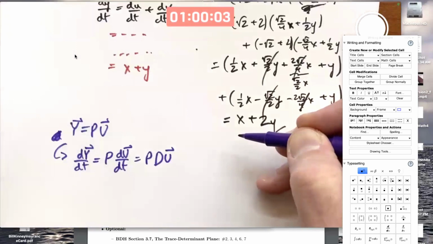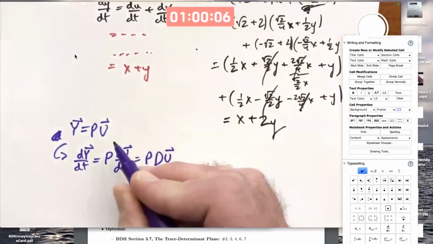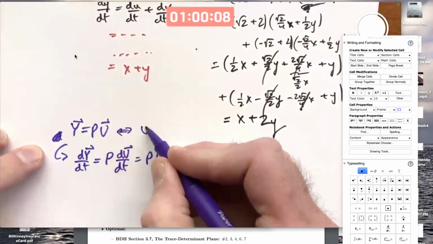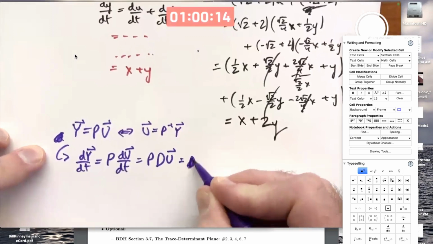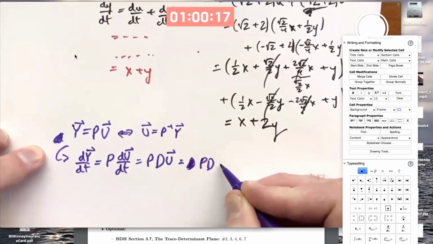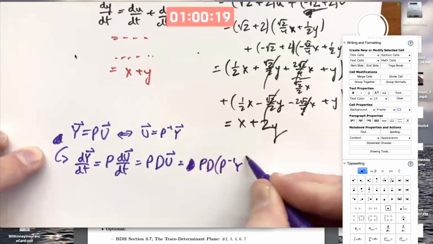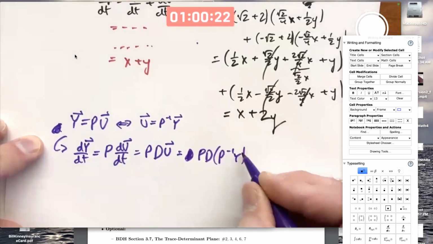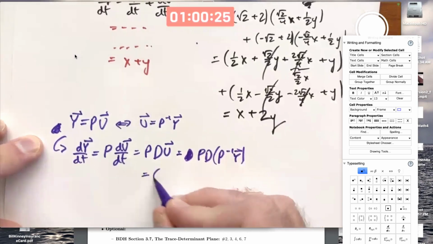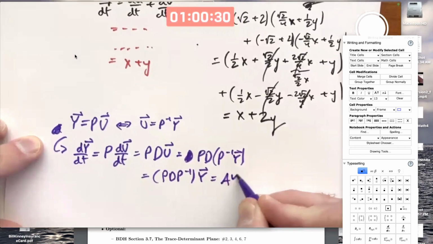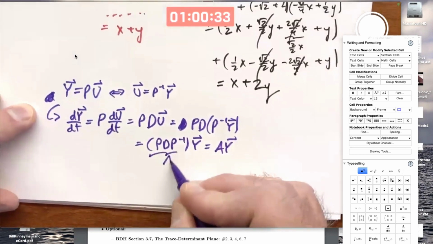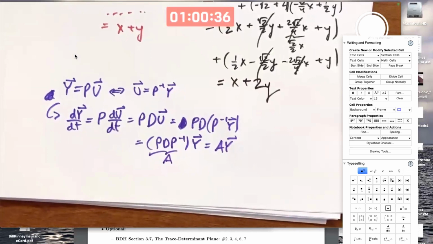But wait a minute. Since y is Pu, u is P inverse y. So I can replace u with P inverse y. Then use the associative property and write this as P D P inverse y. And that is Ay, because this thing here is A. That's an easier way to go, actually, but it's easy to be confused.